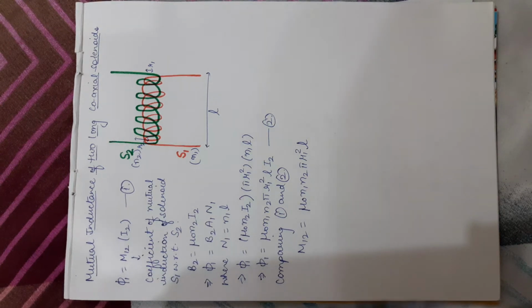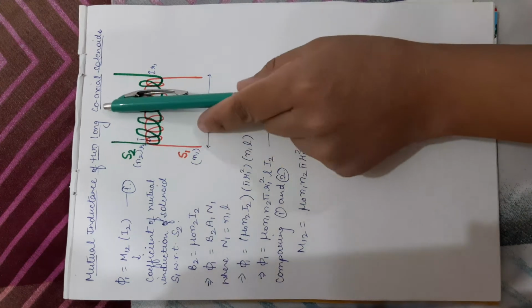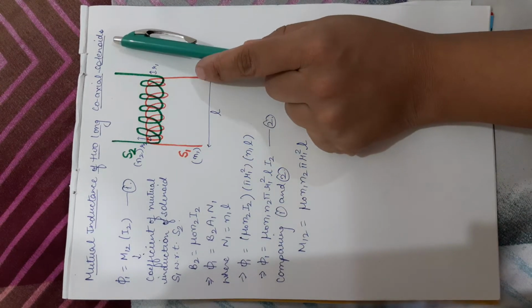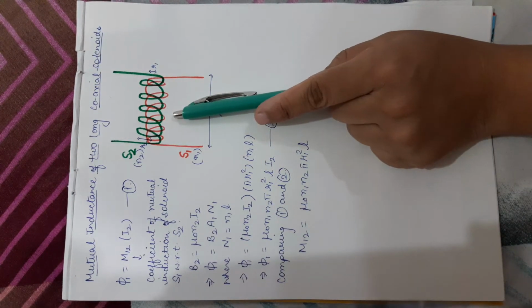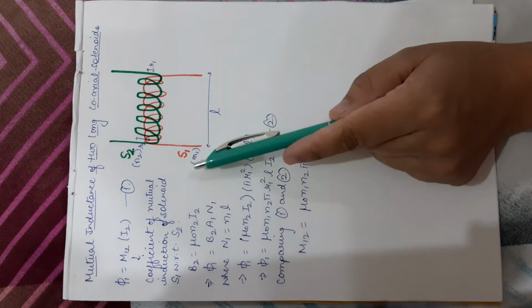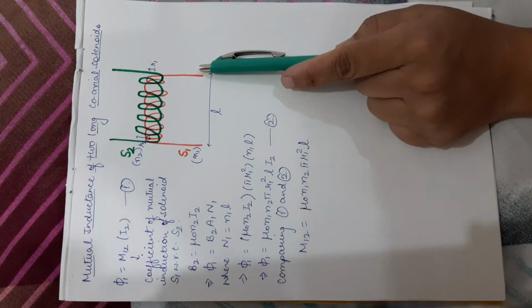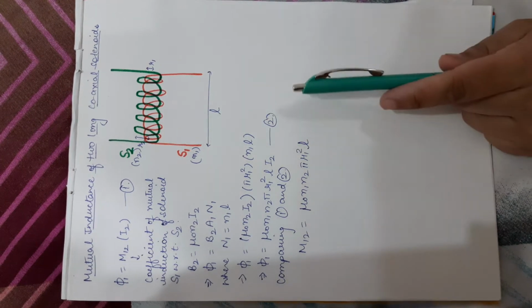Good morning, students. As we have already discussed mutual inductance and the various factors on which the mutual inductance depends, now we are going to do the last topic of this chapter, that is the mutual inductance of two long coaxial solenoids. So I have drawn two coaxial solenoids. One is S2, which is green in color, and the other one is S1, which is shown in red color. So there are two long coaxial solenoids.